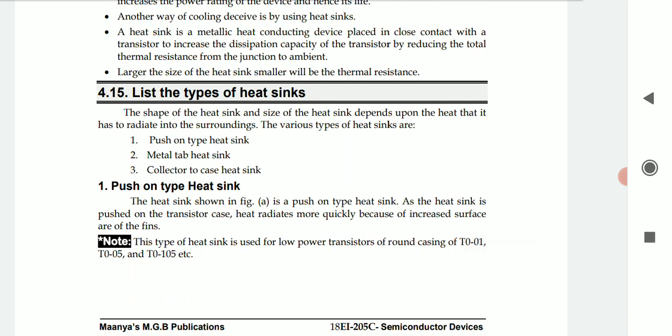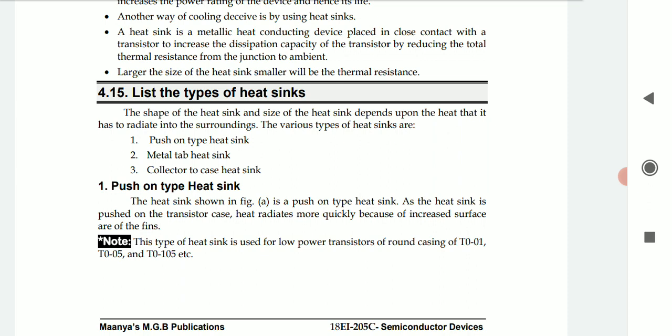What we have to do is send this heat to the surroundings. One way is by using the heat sink. A heat sink is a metallic heat conducting device which should be placed near the transistor. We have to attach this heat sink to the transistor to reduce the heat.